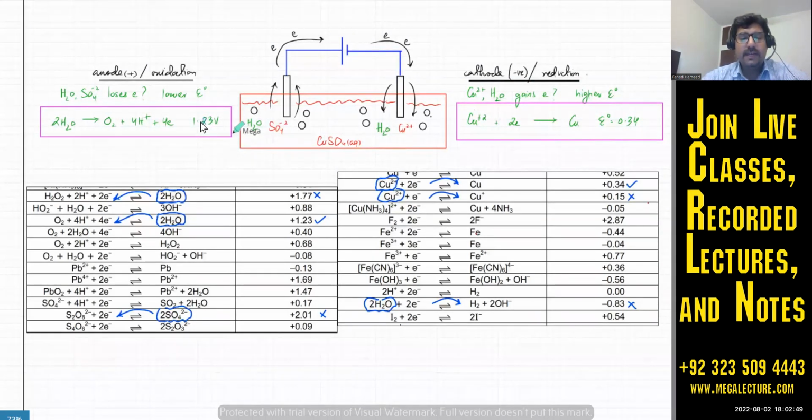Then the reaction would be reversed. That's how an electrochemical cell operates. So if the battery is supposed to do the opposite, if it wants to make this the cathode and this the anode, the battery must have a voltage greater than the voltage difference between these two. Otherwise the battery is of no use.